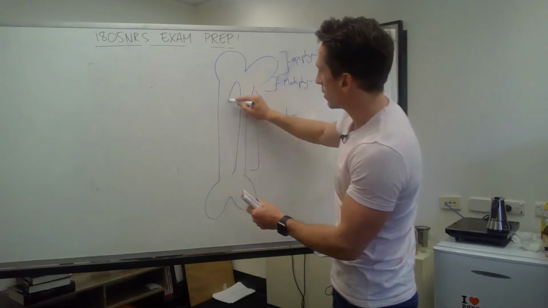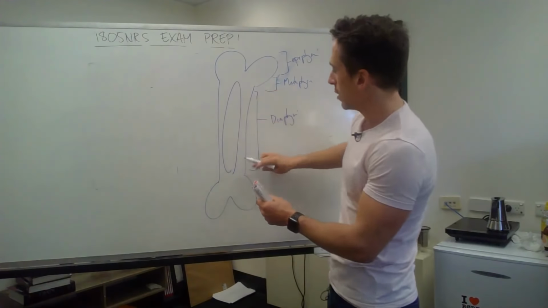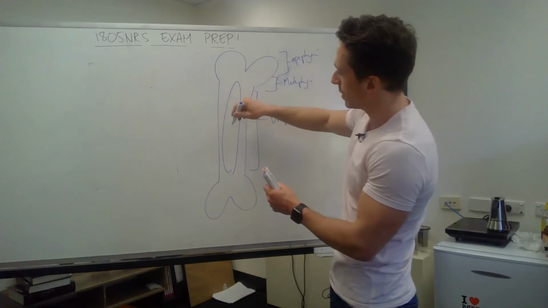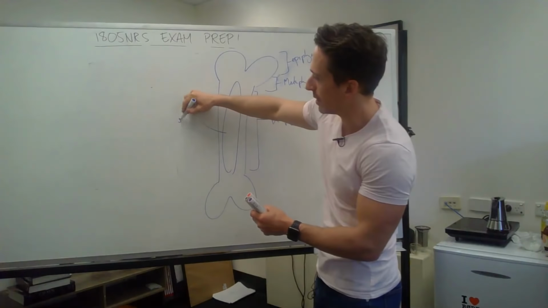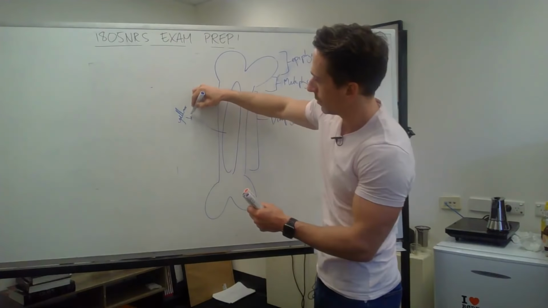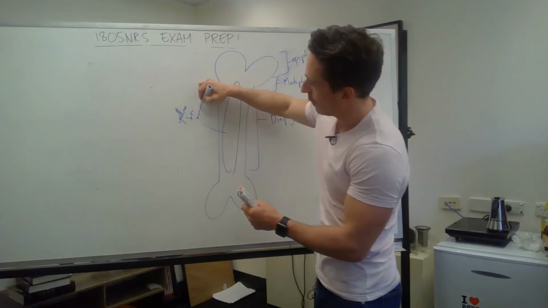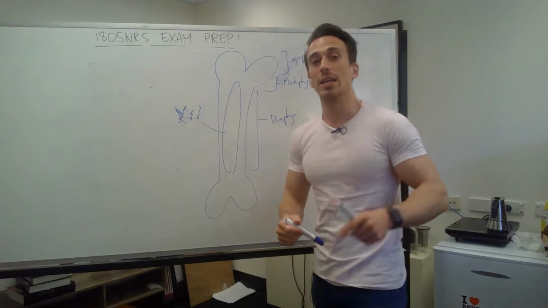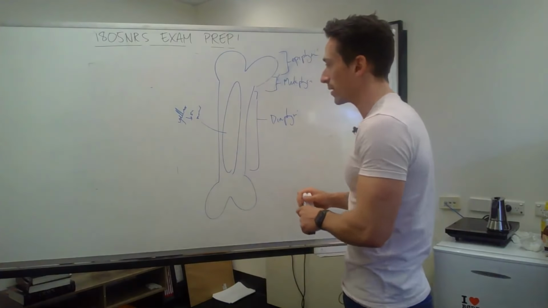Now, you've got a hollow inside. It's called the medullary cavity. You're going to have compact bone and spongy bone. Inside the medullary cavity of long bones in adults is going to be yellow bone marrow. In a child, this medullary cavity has red bone marrow. That's the site for red blood cell production.